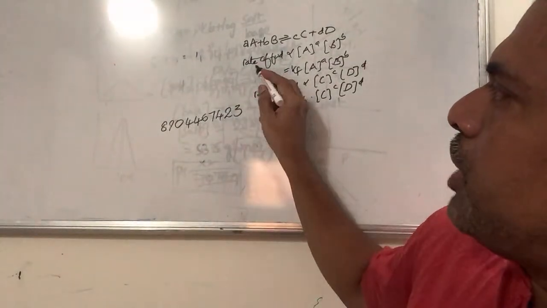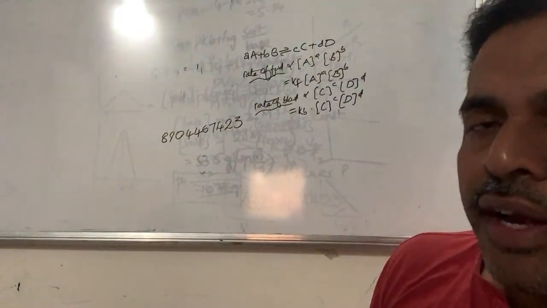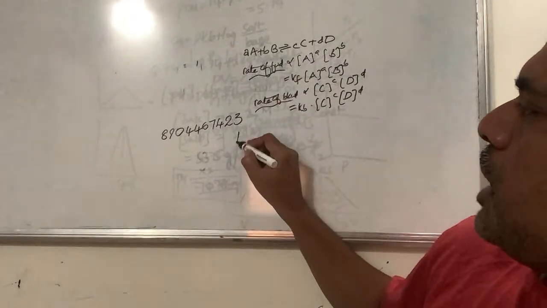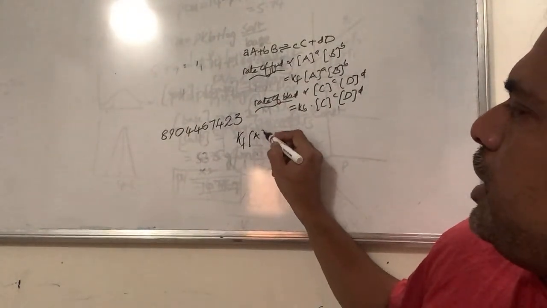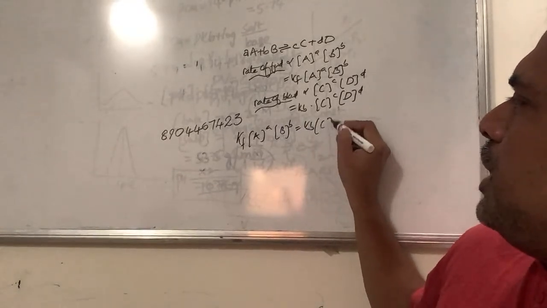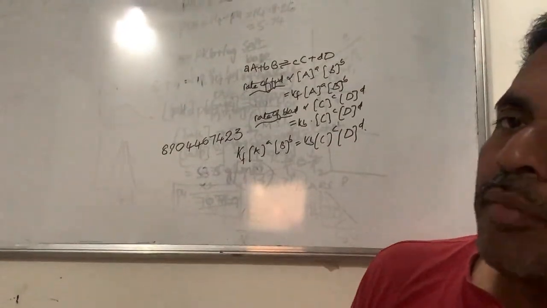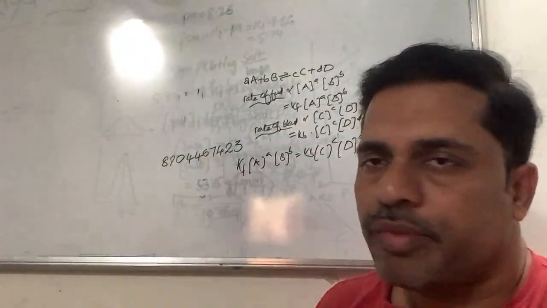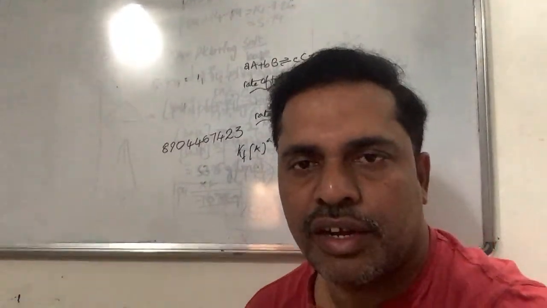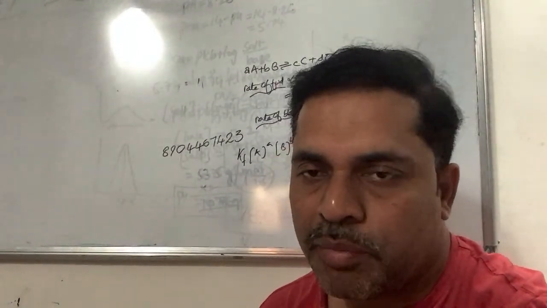Now, at equilibrium, the rate of forward reaction must be equal to the rate of backward reaction. Equilibrium means the rates of forward and backward reactions are the same. So you can say Kf into A and B is equal to Kb into C and D. This is the reason why we are discussing the law of mass action. Now, if you bring Kb here, Kf by Kb is another constant, which we get by raising stoichiometric coefficients to their powers.